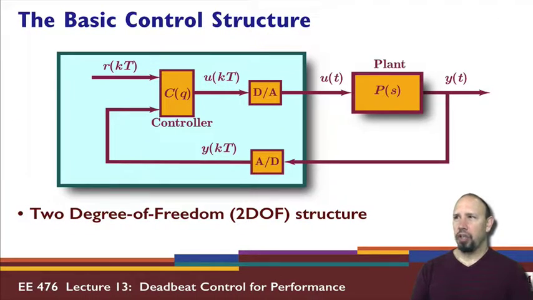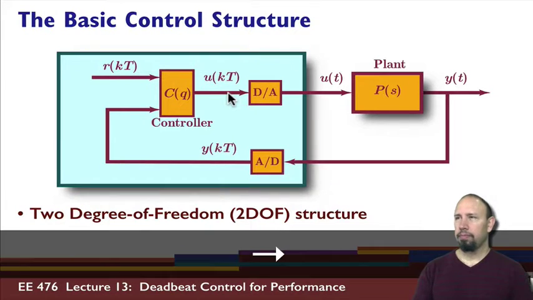Here's our basic control structure that we've been using. We're looking again at everything in the ideal case. We have a plant that we assume we know fairly well. We're going to design a 2 degree of freedom controller. Again, it's 2 degrees of freedom, with 2 inputs and 1 output, so you can think of it as having 2 controllers.